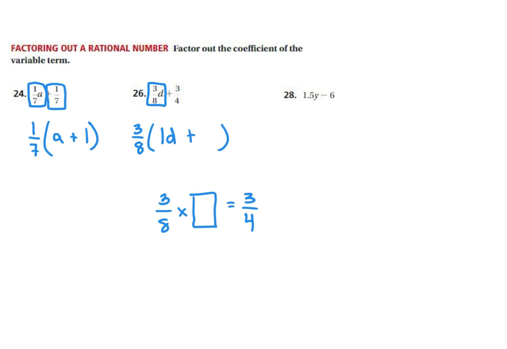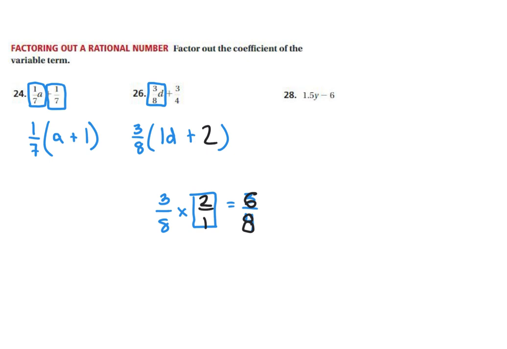So let's start by thinking about the fact that we don't have a common denominator. So this is actually going to be 6/8. So 3/8 times what would give us 6/8? 3/8 times 2 over 1 would give us 6/8. So we would say that that is 2. 3/8 plus d, or 3/8 times d plus 2. That one's tricky.